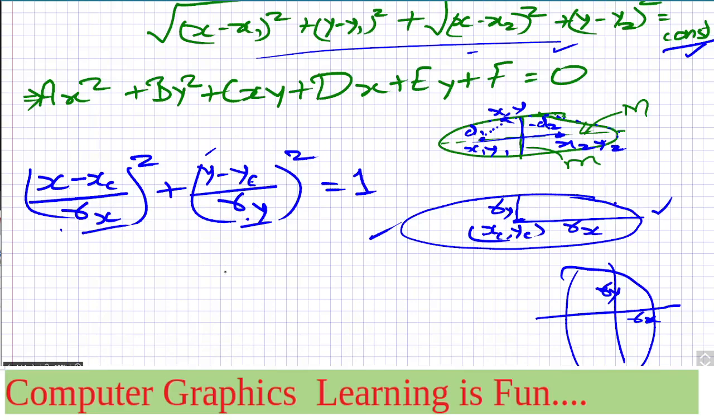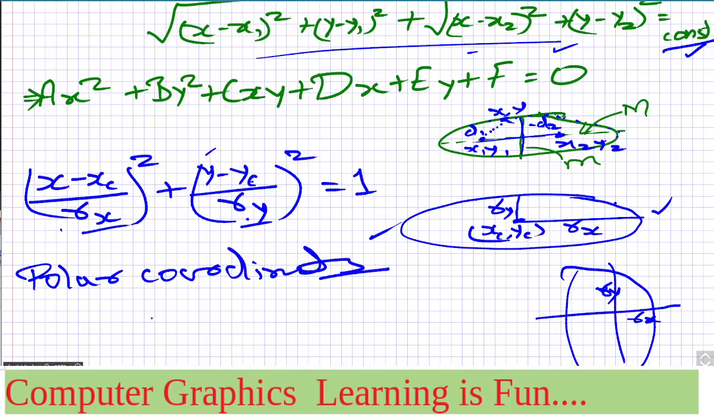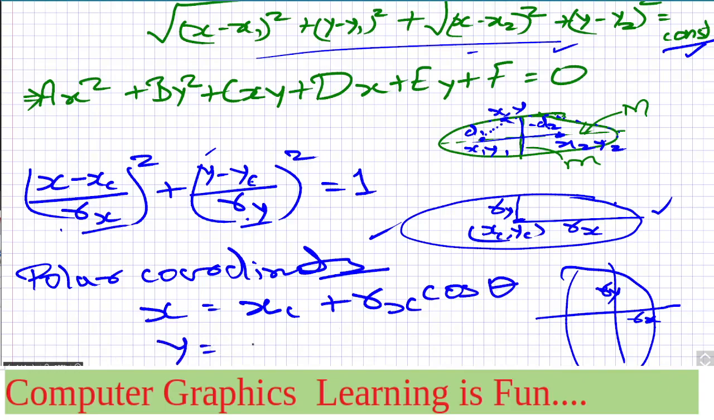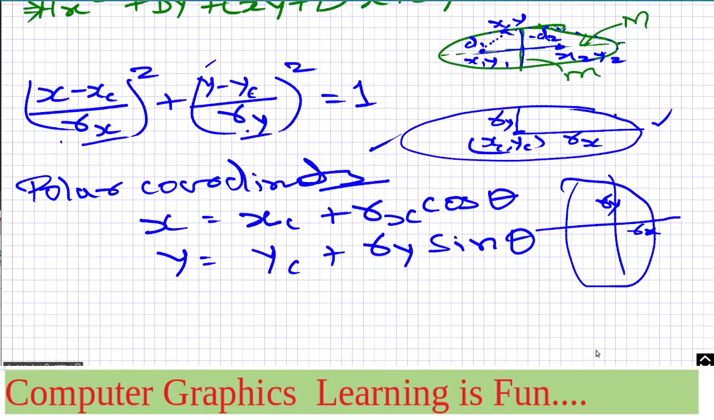Not only this, one more option will be polar coordinates. Polar coordinates are the same thing. x is x center plus the radius in x direction into cos theta, and y is equal to yc plus the radius in y direction into sin theta. You can use this option also to find all the coordinates. So these are the possibilities.